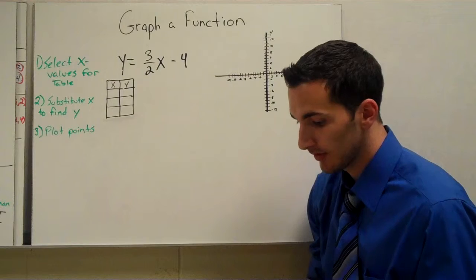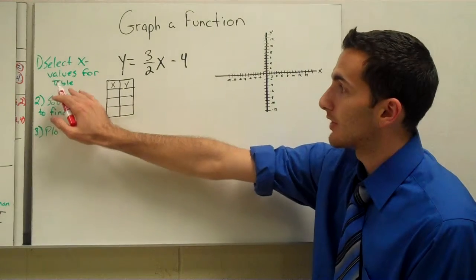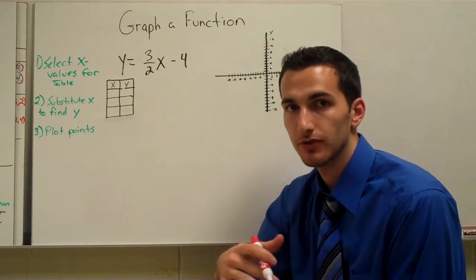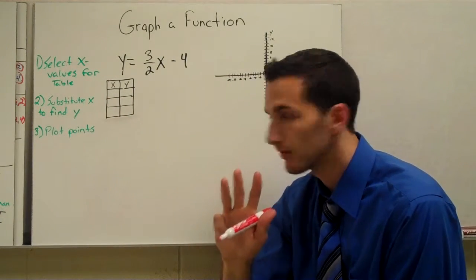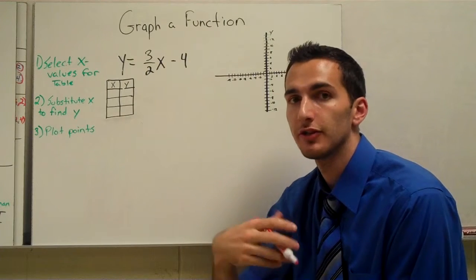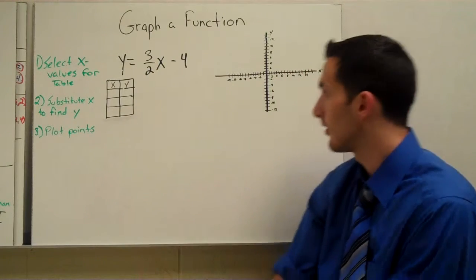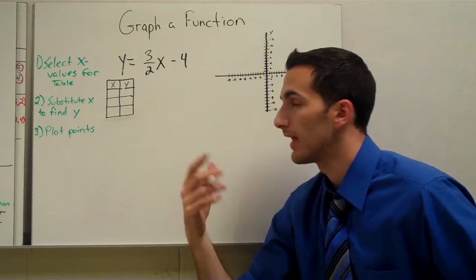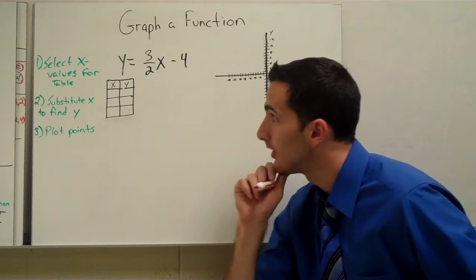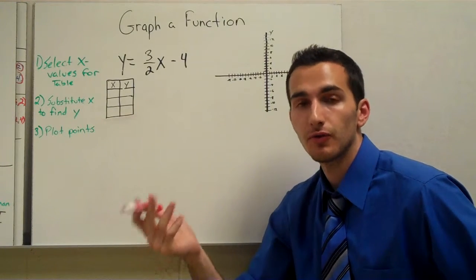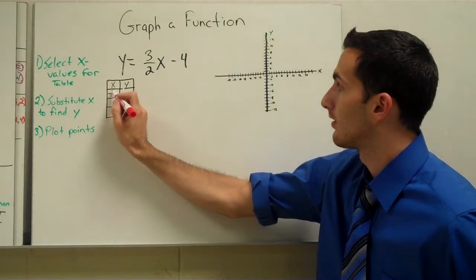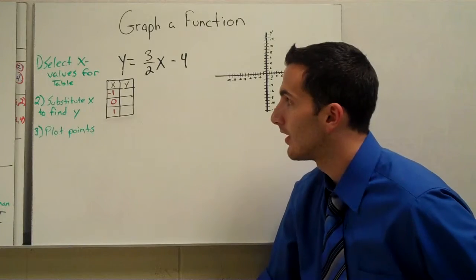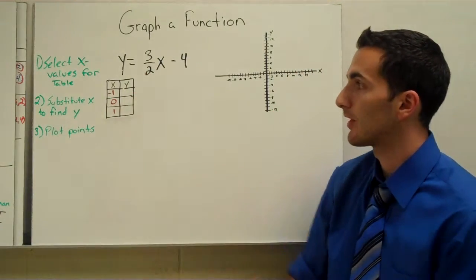Alright, let's begin. When I select x values for my table, alright, I want to select positive and negative numbers, and I want to have at least 3 numbers that I choose. Okay? That's going to give me a good representation of the graph when I draw it. Okay? At least 1 negative, at least 1 positive, and at least 3 numbers total. Okay? So, that being said, let's start off with -1. Then we'll do 0, and then we'll do 1. Okay? And I'm going to go ahead and plug in this first one and see what I get.